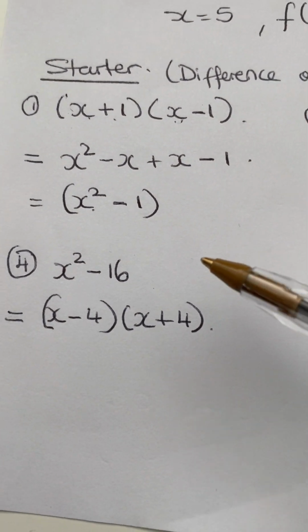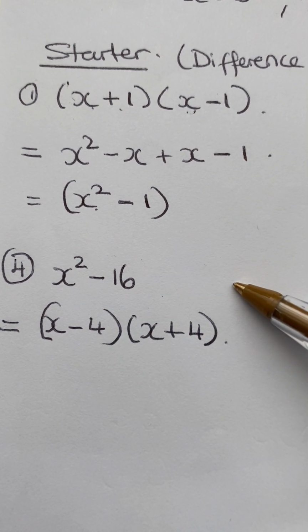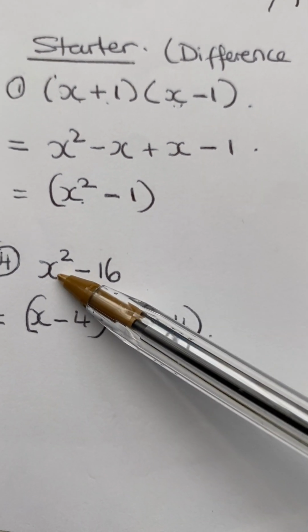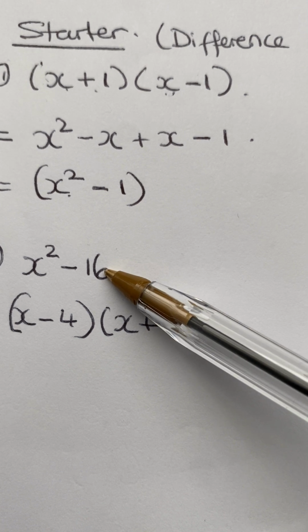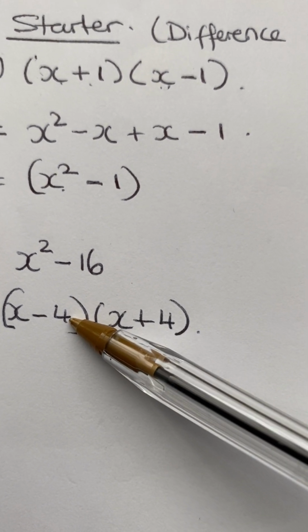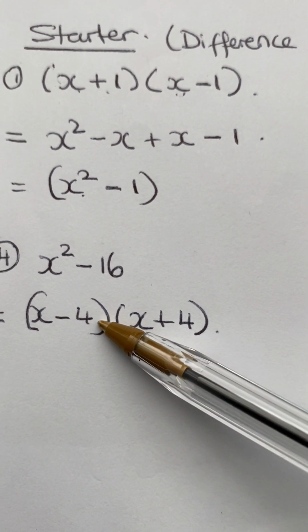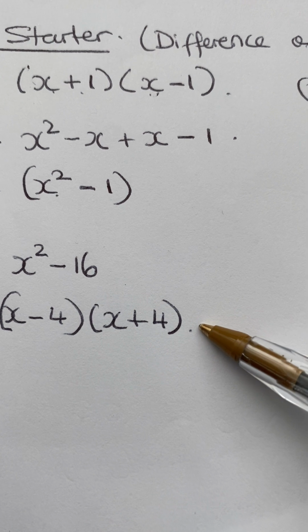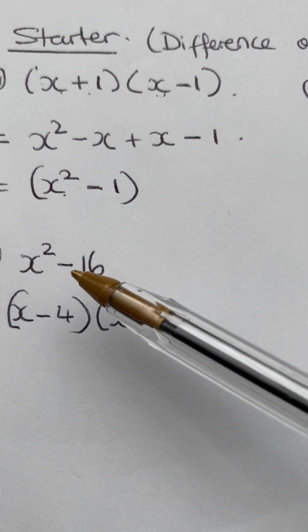Now let's look at the fourth one. Here again, difference of two squares. So I didn't break it down. The square root of x squared is x. The square root of 16 is 4. So one of the brackets will be x minus 4. The other will be x plus 4. Okay. If you multiply through, you will get that.